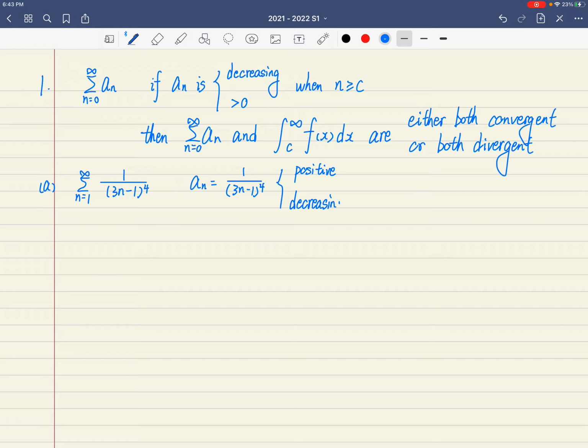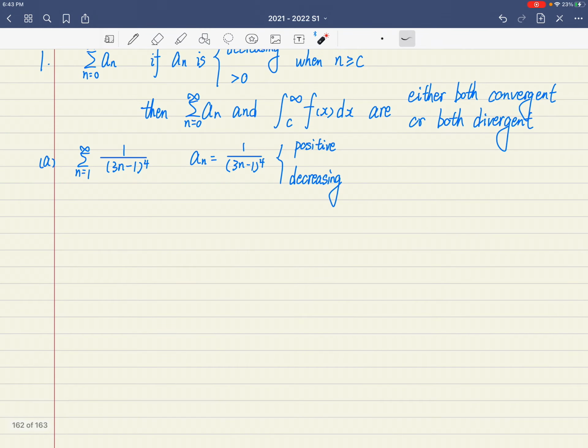And here, you don't have to prove it. You can already say that a_n is decreasing, because when n is greater and greater, this bottom is going to be larger and larger, so the total fraction is going to be smaller and smaller. So you've already checked that a_n is positive and decreasing. Now you can use the integral test. All you need to do is to solve the integration of its corresponding function. What is its fitting function? It's just changing n to x. That's its fitting function.